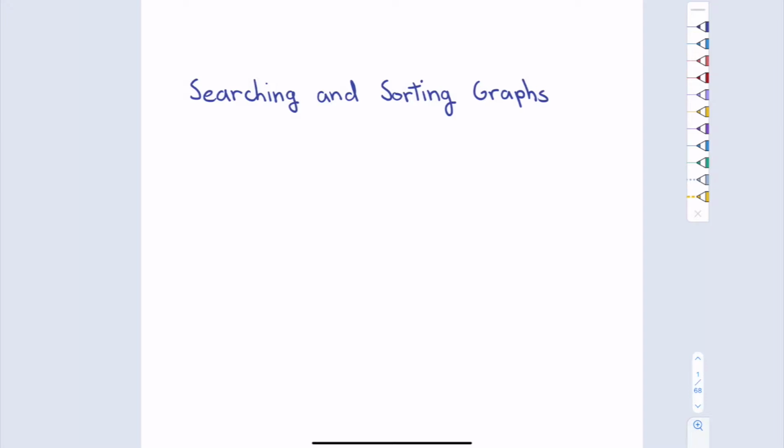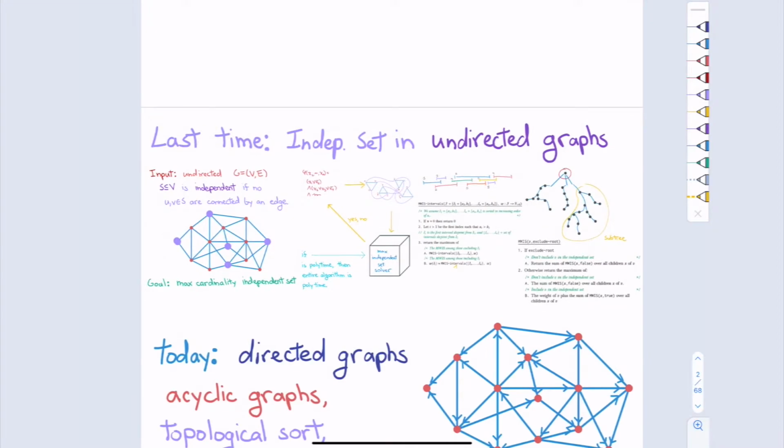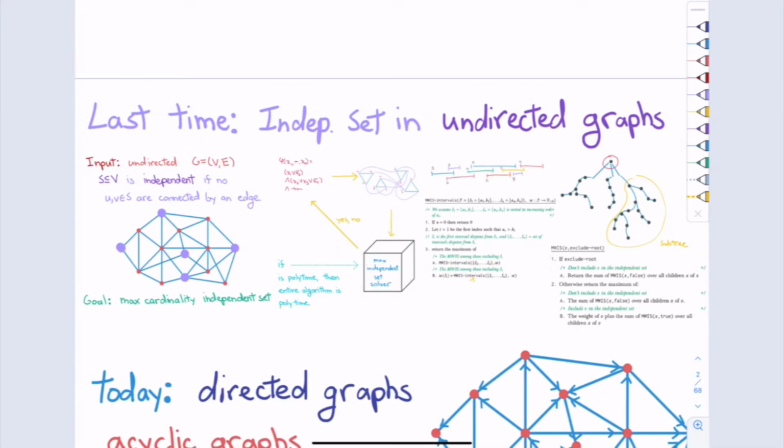All right, so last time we were talking about problems as undirected graphs. We ended up just talking about one of them. The other two problems are morally very similar, although there's some problem-specific details that vary. But we talked about the independent set problem, trying to take a lot of vertices that aren't neighboring one another.